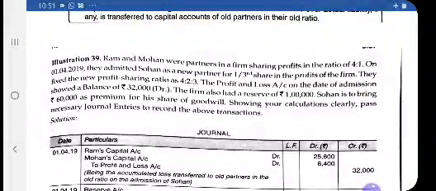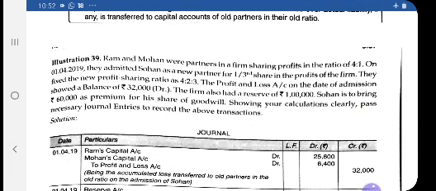This is their old ratio. On 1st April 2019, they admitted Sohan as a new partner on 1/3 share in the profit of the firm, and they fix the new profit sharing ratio as 4:2:3. See, the new ratio is also given, the old ratio is given. Then what is required is that you have to calculate the sacrificing ratio.